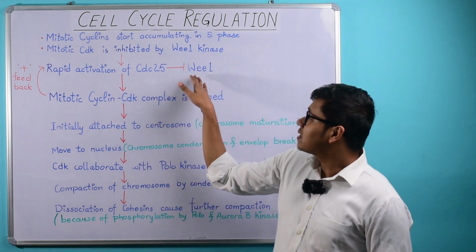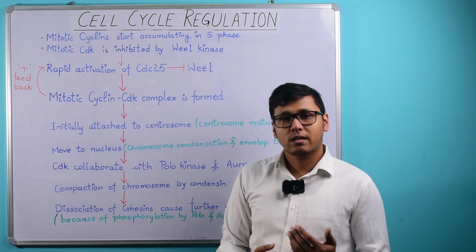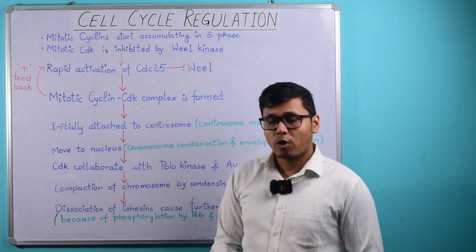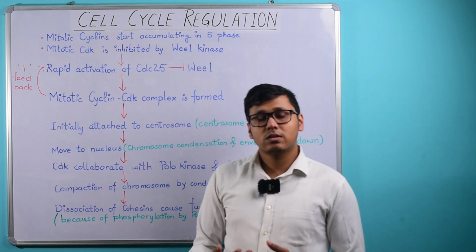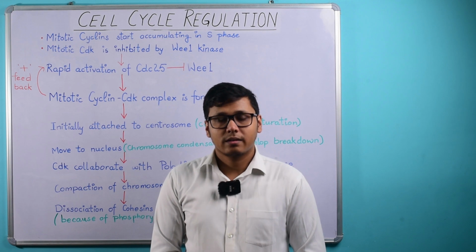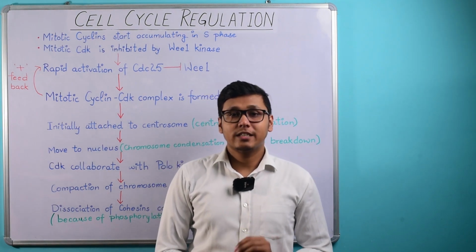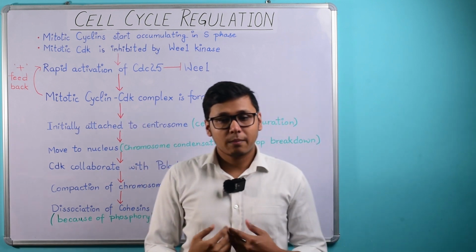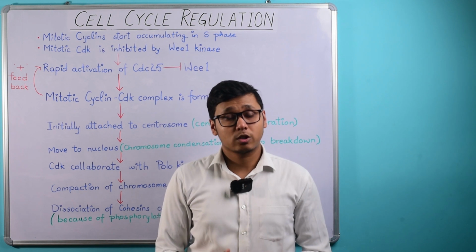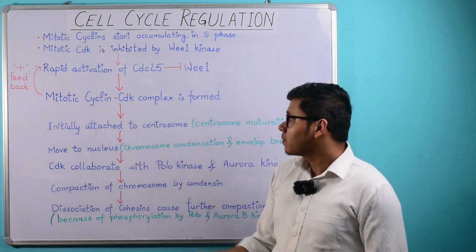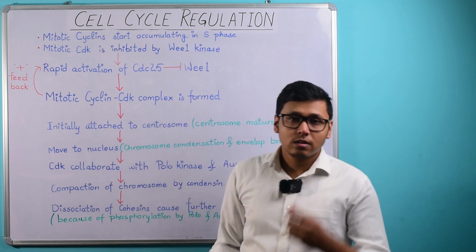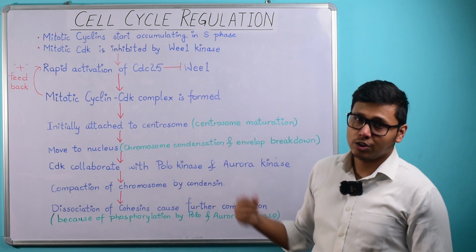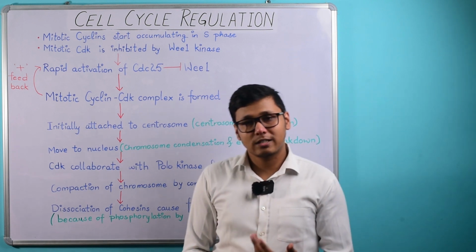So now once the inhibition by WEE1 kinase is removed, the mitotic cyclin and CDK can form the complex, and once the complex is formed, now the cell is ready to enter the mitotic phase, right? But the role of mitotic cyclins and CDK are not over yet, because these mitotic cyclin and CDK complexes are about to play very vital roles in the process of mitosis as well. How? Let's see. Firstly, initially they are attached to the centrosomes, and while attaching to the centrosome, what do they cause? They cause the centrosome maturation, which is required for the mitotic division, right?